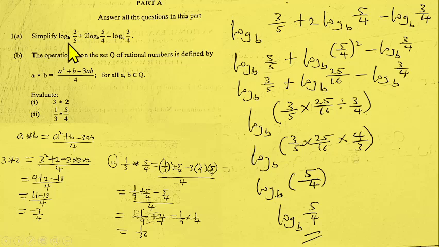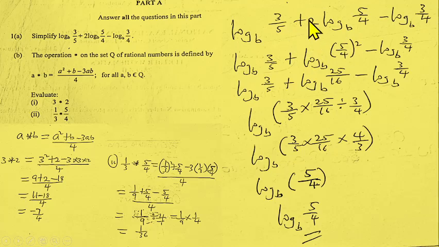The question says that we have log 3 over 5 base b plus 2 log 5 over 4 base b minus log 3 over 4 base b. We have to simplify this mathematical expression. Now, how do we do that? The only way we can do this is by using the laws of logarithm. We have quite a number of them, but we are going to use the one that is applicable to the question given to us.